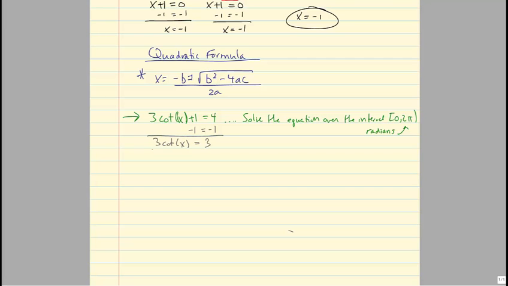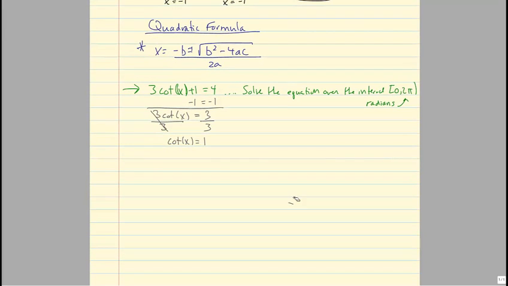4 minus 1 is 3. Divide both sides through by 3, and I get cotangent of x equals 1. Now if I wanted to, I could take the inverse cotangent of both sides, or you can think about what your unit circle looks like. Now cotangent equal to 1, I know this is going to be a pi over 4 multiple. It's going to be a 45-degree multiple if you'd rather think in degrees.